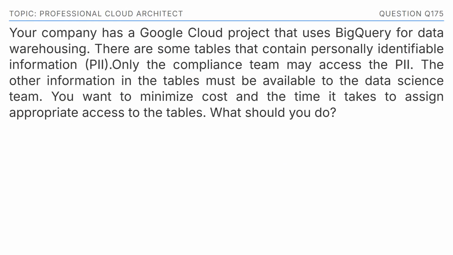Your company has a Google Cloud project that uses BigQuery for data warehousing. There are some tables that contain personally identifiable information, PII. Only the compliance team may access the PII. The other information in the tables must be available to the data science team. You want to minimize cost and the time it takes to assign appropriate access to the tables. What should you do?